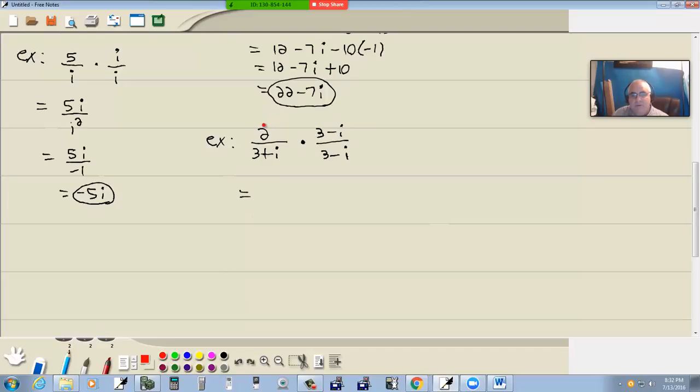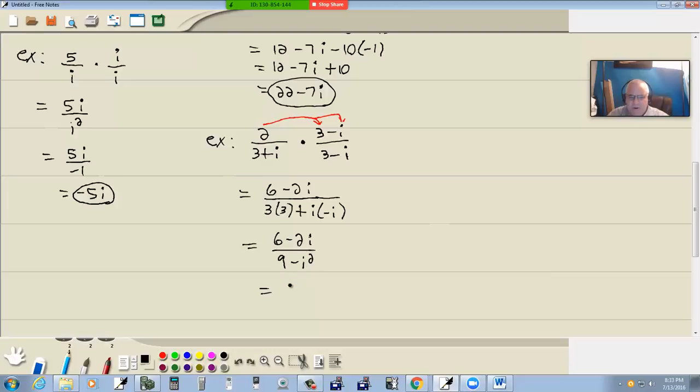Now up on top, we got 2 times 3 and 2 times negative i. 2 times 3 is 6. 2 times negative i is negative 2i. On the bottom, the nice part about conjugates is all you have to do is multiply your first parts together and your last parts. So 3 times 3 is, well actually let me write it down. 3 times 3. And then I'll multiply i times negative i. So that gives us 6 minus 2i over 3 times 3 is 9. i times negative i is negative i squared.